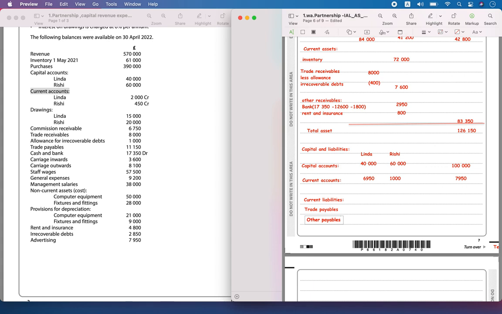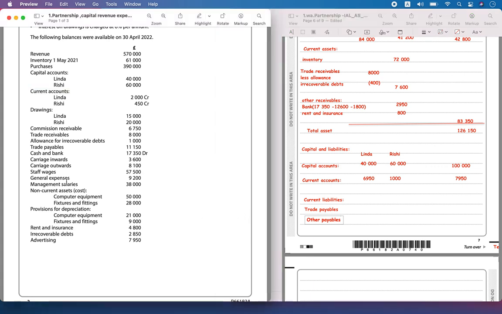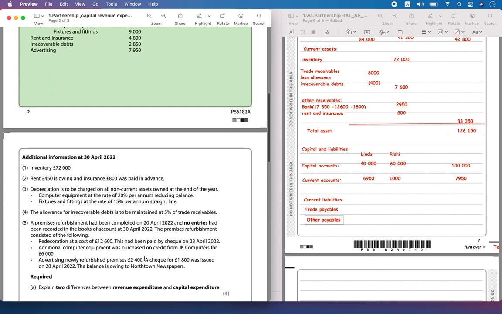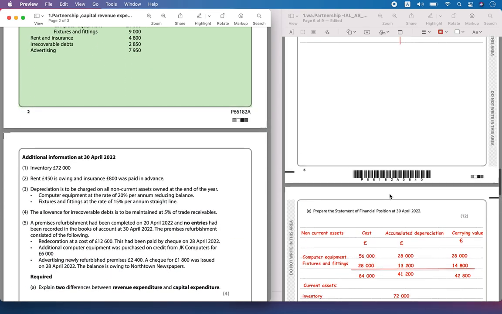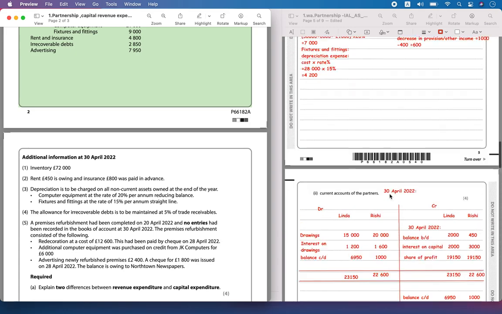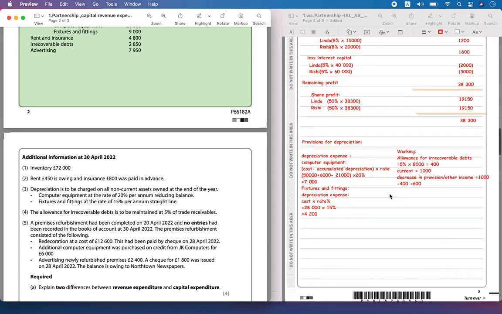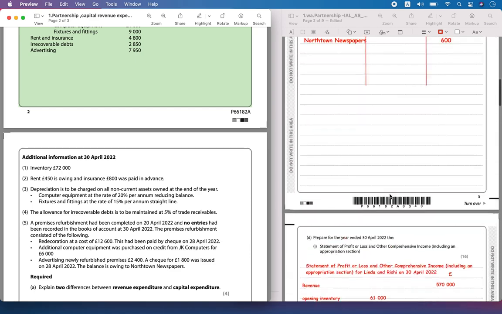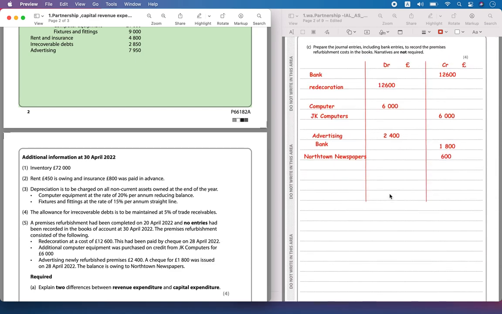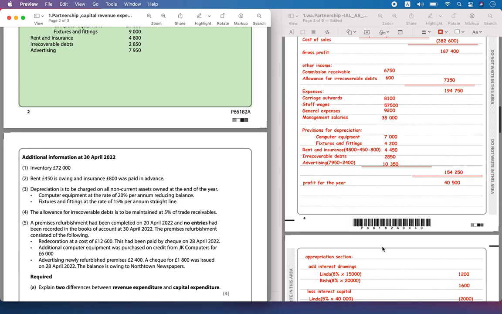So the thing is, trade payables was 11,150, but apart from that some more became payables. What are the payables we have? 11,150 plus, when we did the journal entry, we know that there were two other trade payables. One was JK Computer which was 6,000, and North Town Newspaper which was 600. So let's add that.